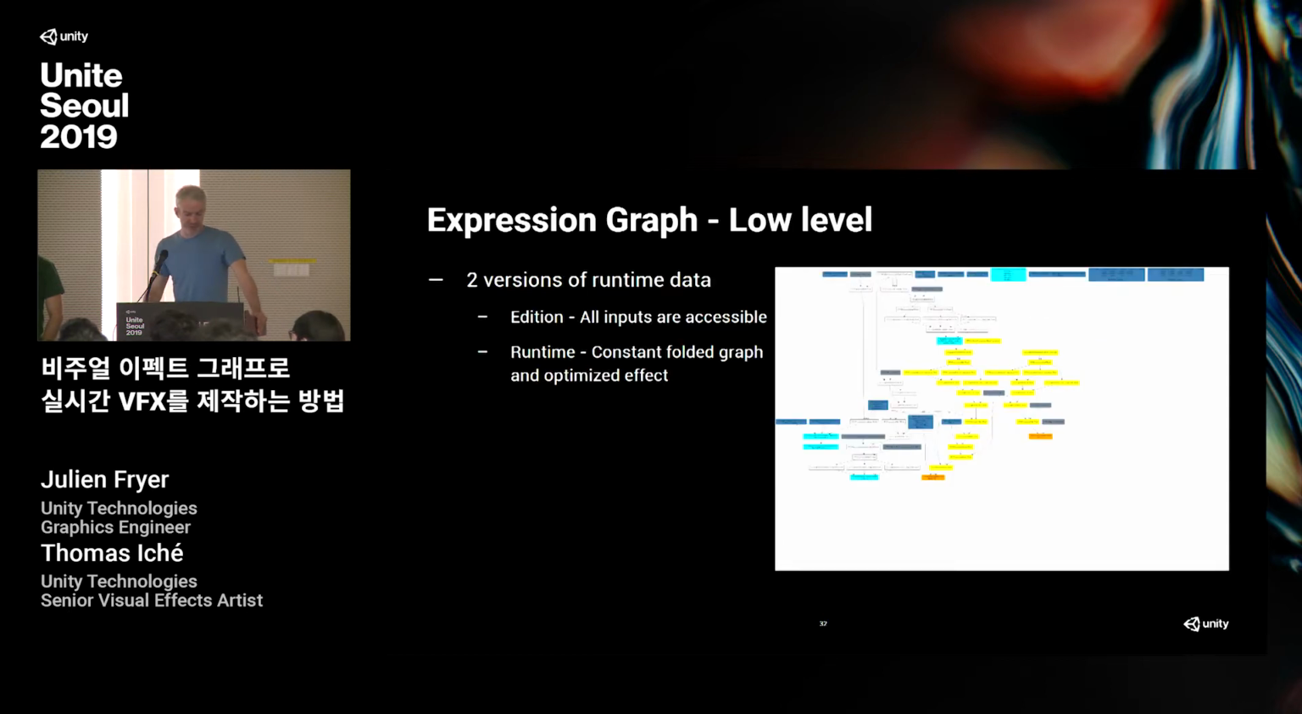And so we also generate two versions of the runtime data. One when you're editing your effect, because we don't optimize the effect when you're editing it, because we want you to be able to change any values without recompiling the graph. And for the runtime and optimized effect, we perform all the optimization.